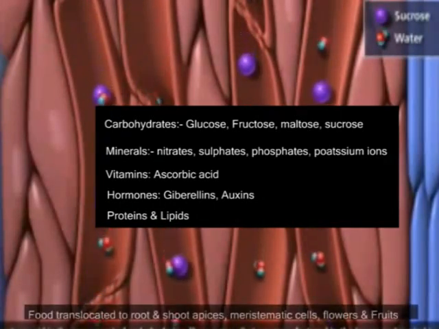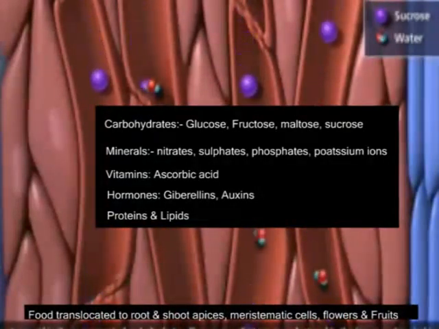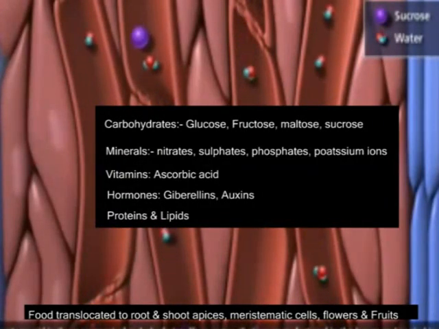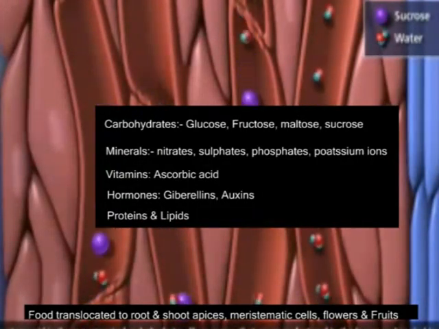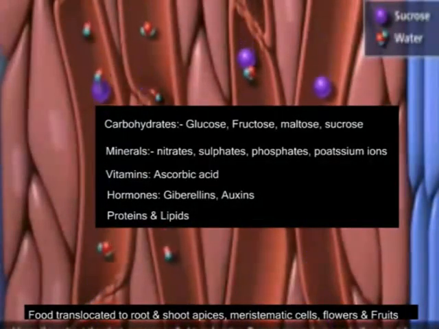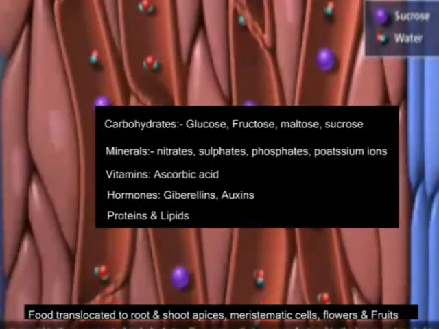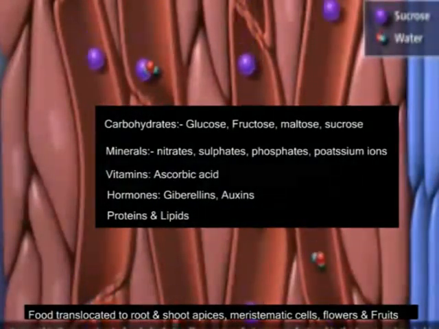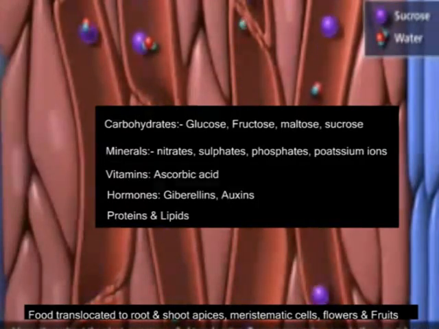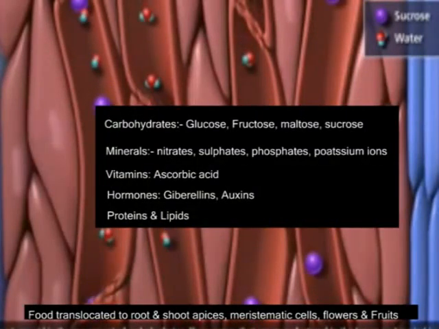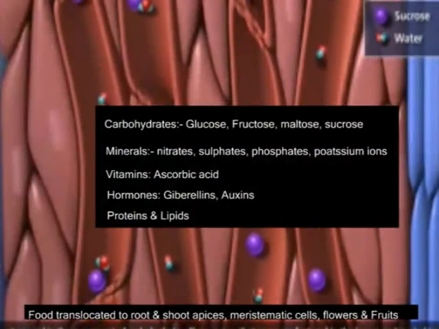Manufactured food is translocated from the leaves to regions of growth such as root and shoot apices. Meristematic tissues, young leaves, flowers, and fruits require manufactured food substances for growth. Organic materials are also translocated from photosynthetic tissues such as leaves to storage organs and growing regions. Storage organs include the roots and stems. The roots and the stems may swell up with food to form bulbs and tubers.